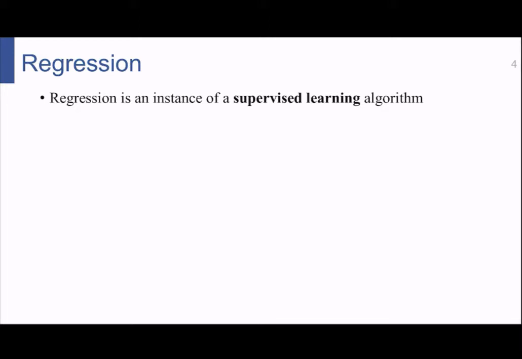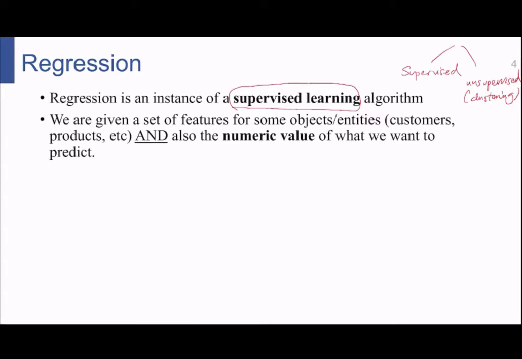Regression is an instance of a supervised learning algorithm. So we said we have two big classes of algorithms. We have supervised and we have unsupervised. Unsupervised is something like clustering, where we don't give the labels or the values that we would like to predict. And we'll see why regression is an instance of a supervised learning algorithm.